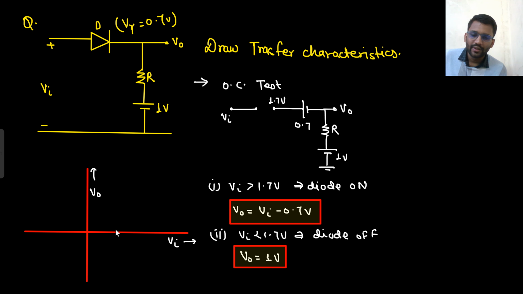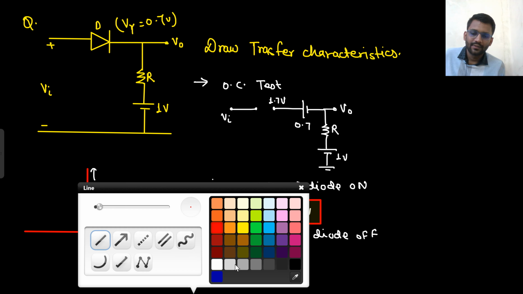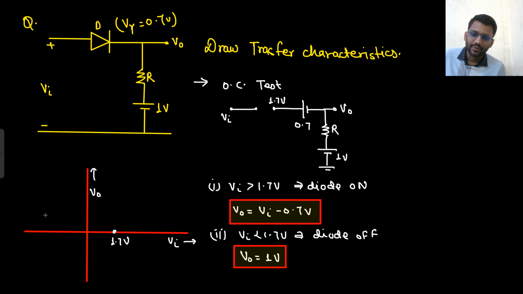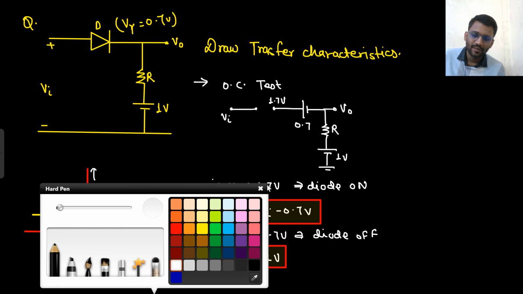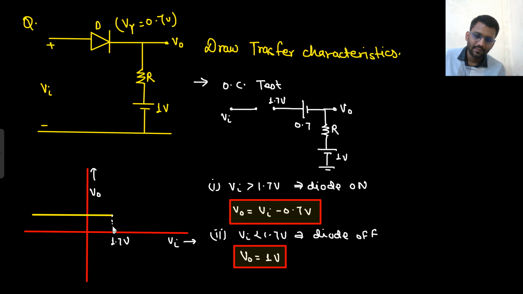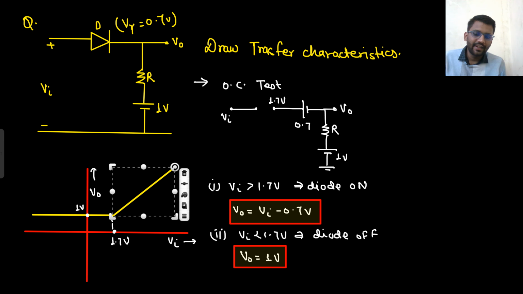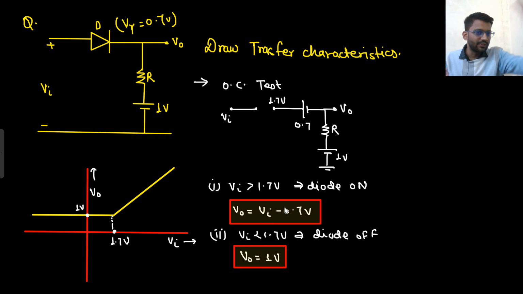So V in at the point is 1.7 volt. So for less than 1.7 volt, it is 1 volt only. And for greater than 1.7 volt, the slope is positive, slope is 1. So it will go like this. You don't need to see where it will cut on the y-axis. You just need to see the slope is positive. So the graph will go like this. That's it.